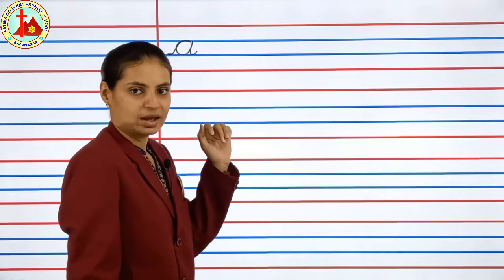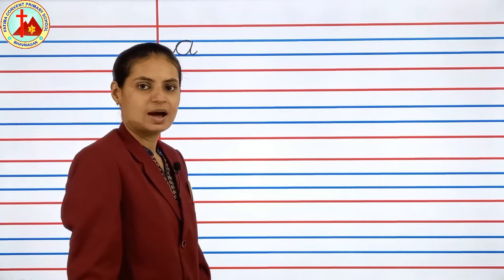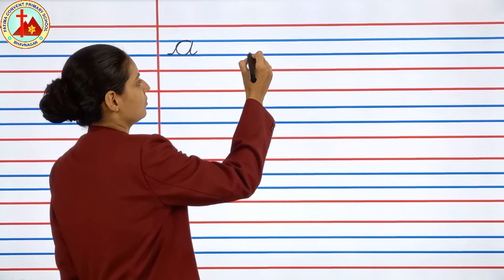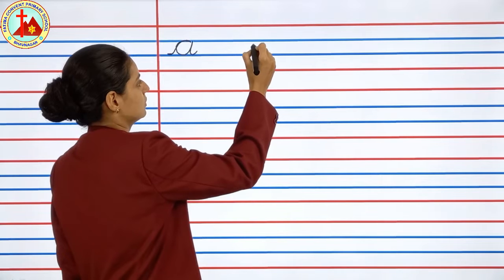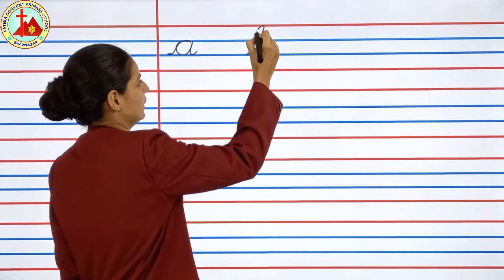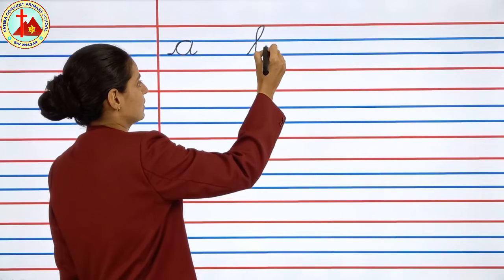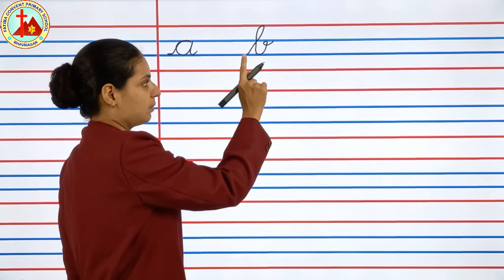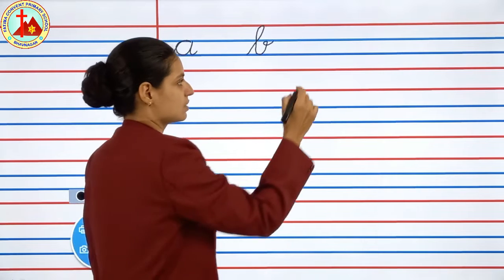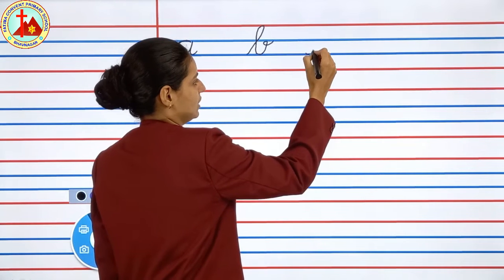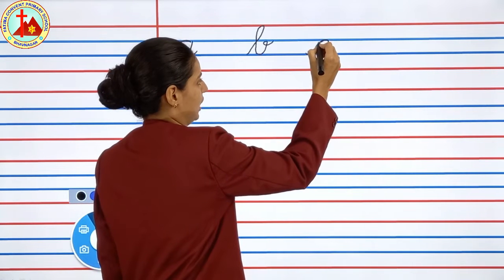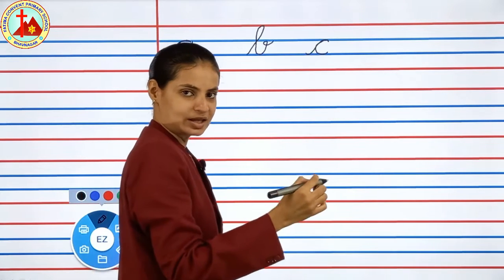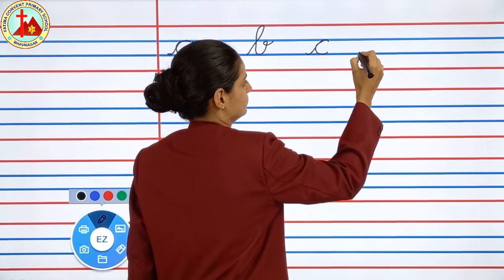Okay. So after A, which letter will come? B. So how will we write cursive small b? By making a loop and touching the top right line. This is B. Cursive small b. A, B. Next letter is C. Write C starting with a curve and in the blue line. C. After C, the next letter is D.